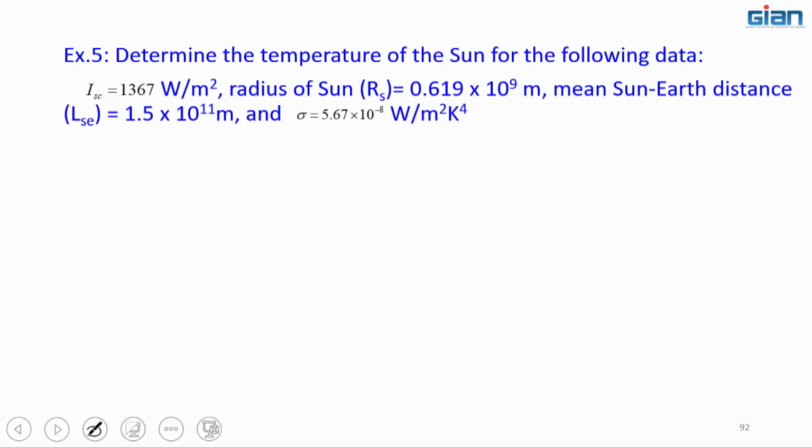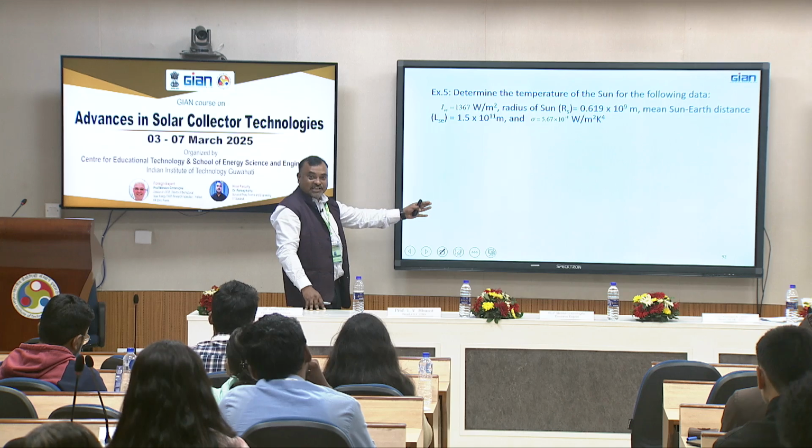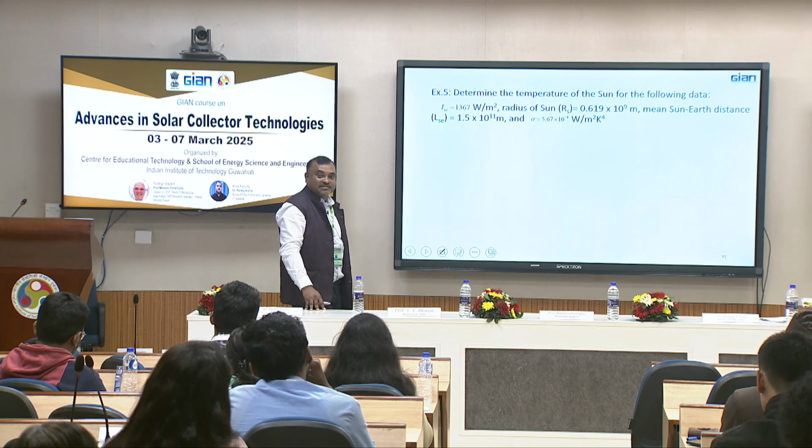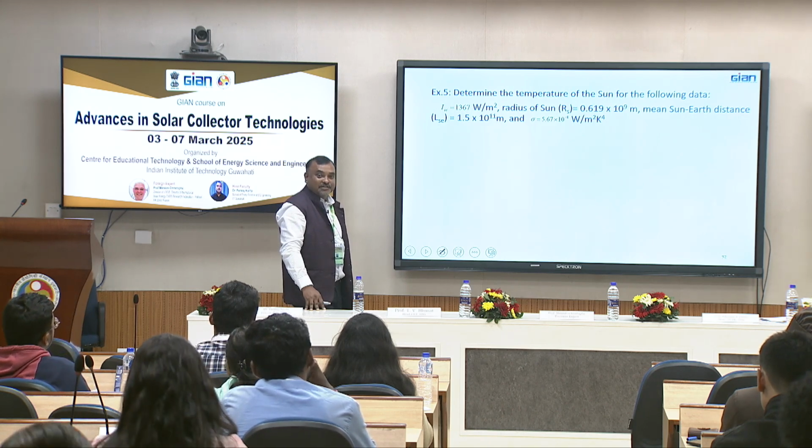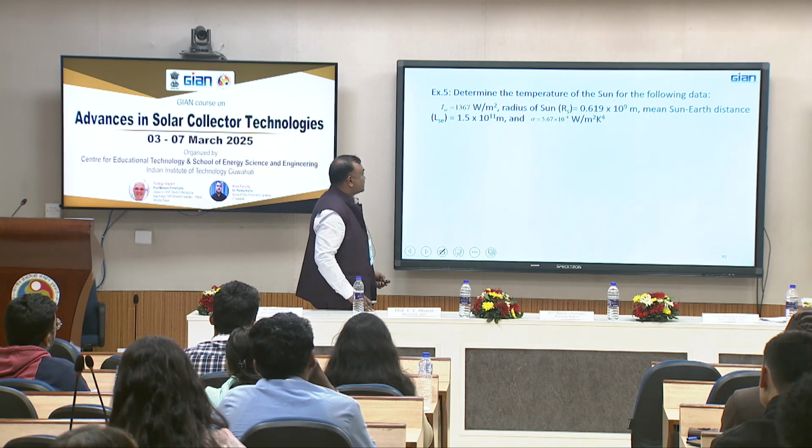Then if someone is interested, they can also find out, if I give the solar constant value, the radius of the sun, the mean sun-earth distance, and the sigma value, the amount of energy emitted by the sun and the amount of energy received. This calculation will give you a temperature equivalent to the black body temperature. We will also solve this in the coming classes.